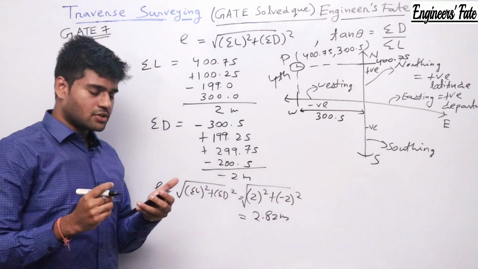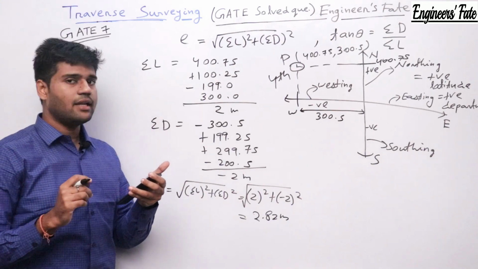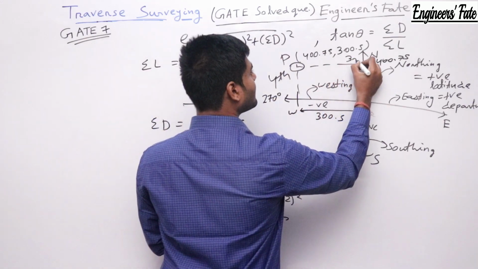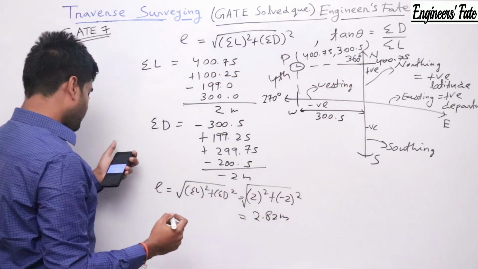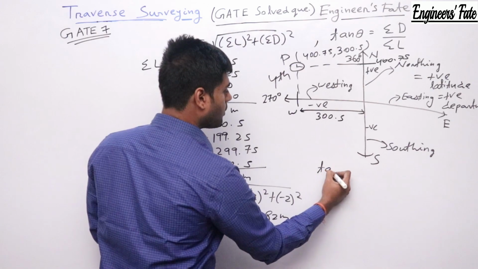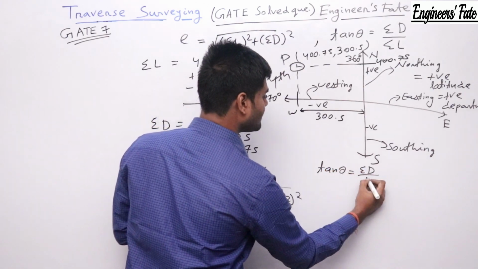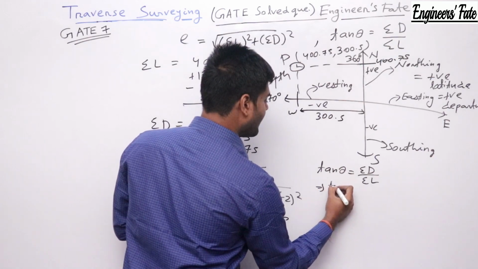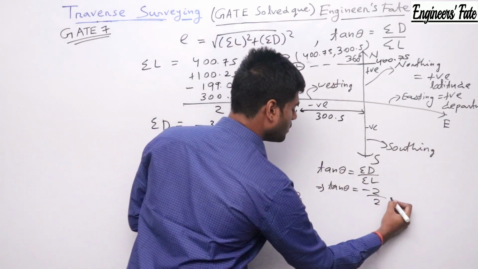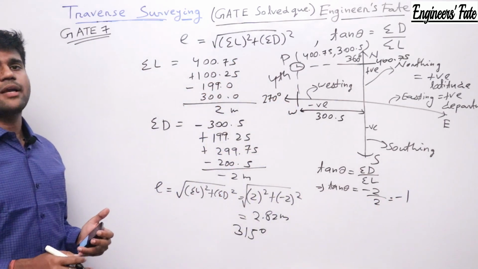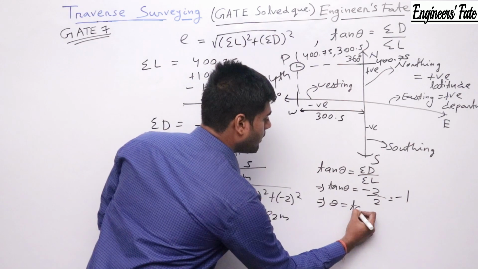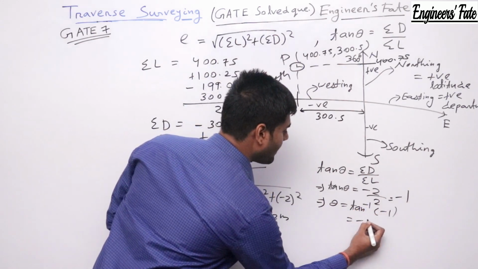So point P lies in the fourth quadrant. Among the options, only one is correct because the fourth quadrant is 270 degree to 360 degree, so that value is 315 degree. You can also find it using this formula: tan theta equals summation of departure by summation of latitude. So tan theta equals minus 2 by 2, that is minus 1. Again you will be confused because for a theta value there are two values. In the GATE calculator, if you put it in, you will get tan inverse as minus 45 degree.